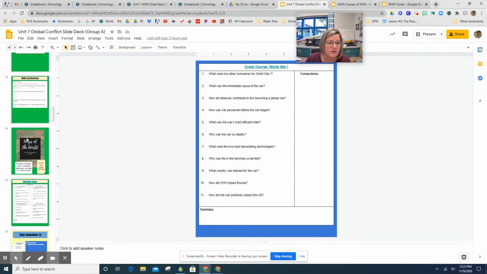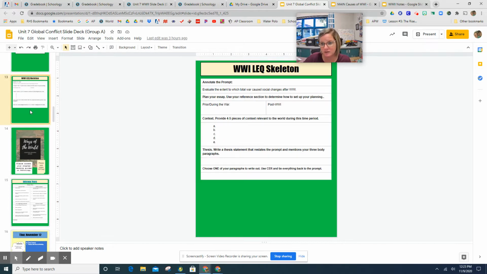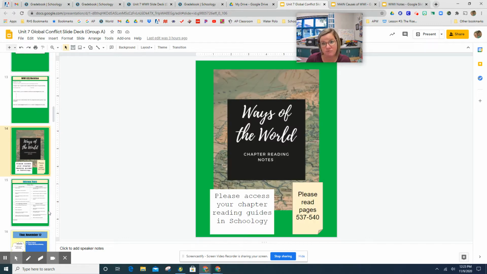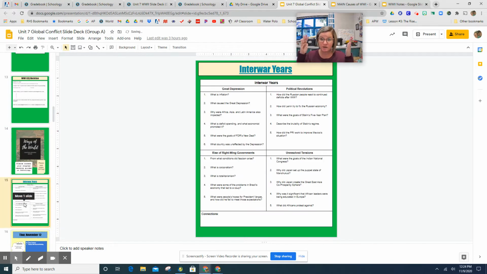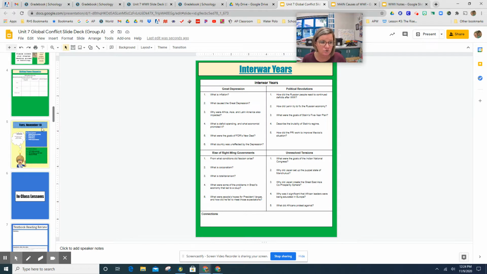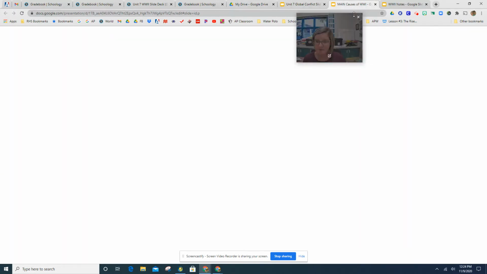And then make sure to also do these green slides. We've got a little World War I LEQ skeleton, like an outline, not a full thing. A little bit of reading, not a lot. You have 3 pages. I think you can handle that. Then looking at what's going on in between the wars before the dictators come to power. Especially with the Depression, this is really going to lead into the dictators and what's going on in Russia with the Russian Revolution. So stay tuned. Okay, I'm going to have you go back to your main causes slide.